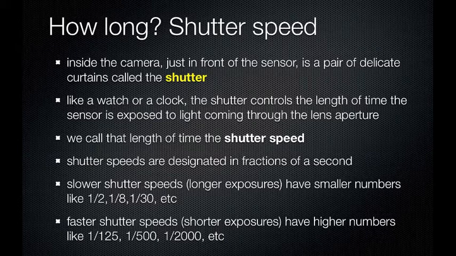Shutter speeds are designated in fractions of a second. Slower shutter speeds, or longer exposures, have smaller numbers like 1/2, 1/8, 1/30, etc. Faster shutter speeds, or shorter exposures, have higher numbers like 1/125th of a second, 1/500th, 1/2000th, etc.